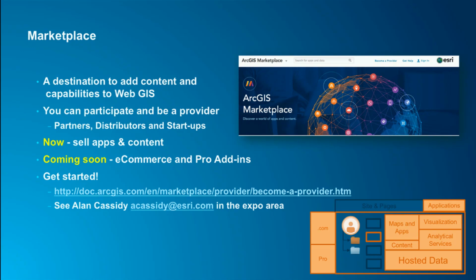If you want to just check this out, it's worth going to marketplace.arcgis.com. Up in the upper header, there is a link for getting started. It provides you all the information that you would need. And I would also encourage you to go see Alan Cassidy at the Expo. He's going to be there the rest of the week to talk to developers and talk about how to get into Marketplace, and what other cool things are coming.